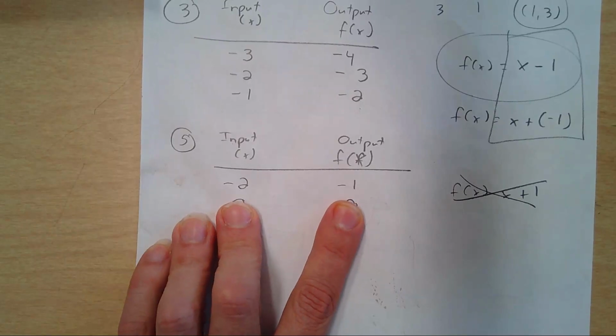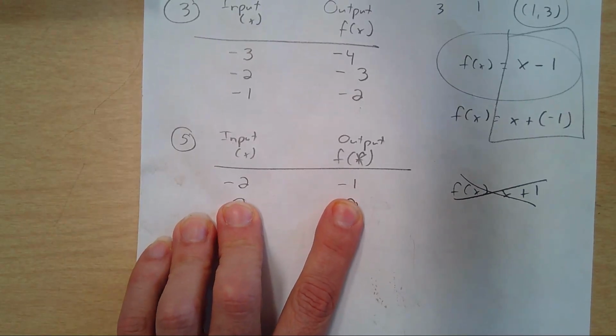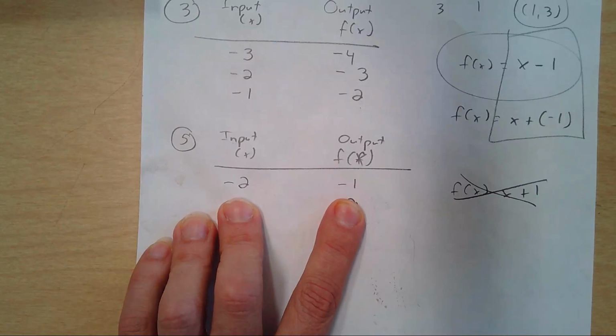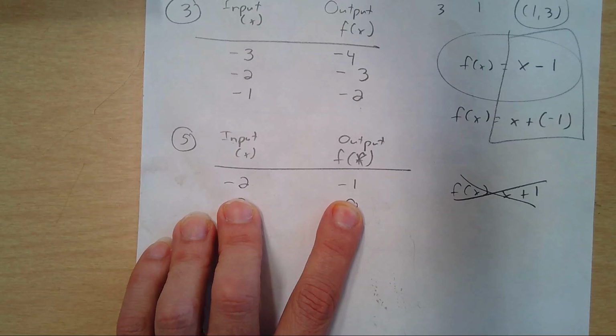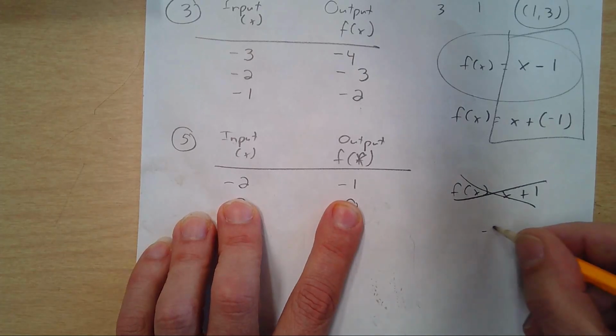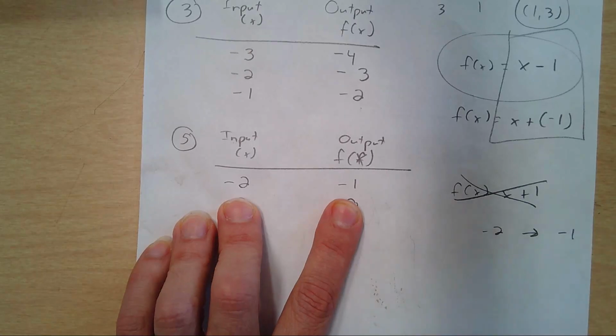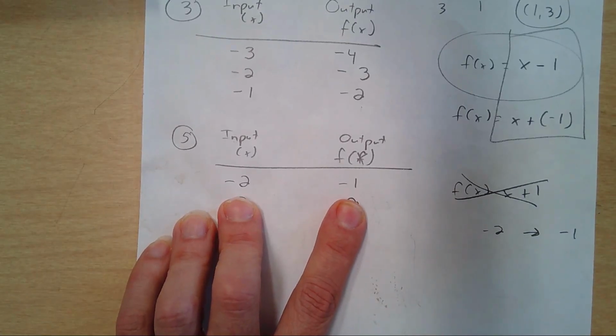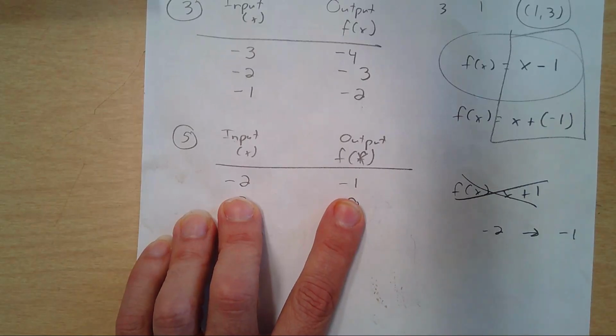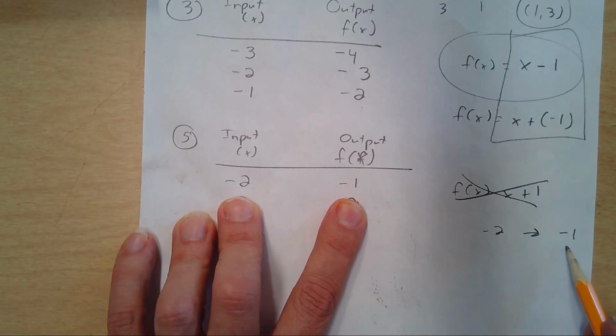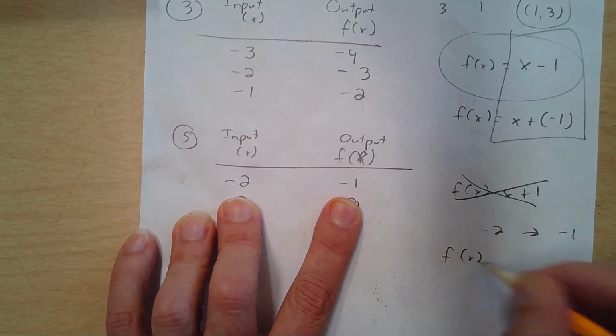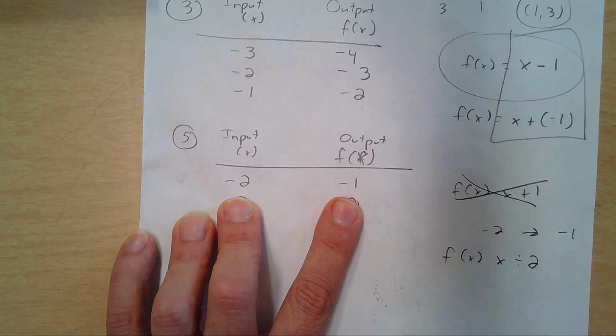We've tried adding 1. What is another way I could get from -2 to -1? Not adding or subtracting. I'm at -2. Now I'm at -1. So what did I do? Well, I didn't multiply because that would be like 2 to 4. I divided. What did I divide by? If I divided by -2, I would have a positive 1 out here. So we could try that. F of x, so wherever I started, and then divide by 2.